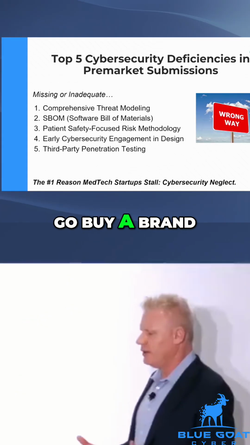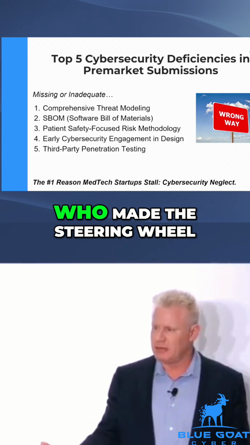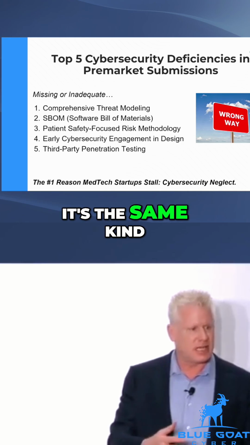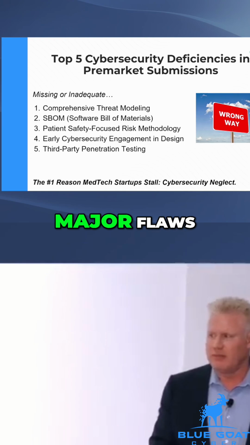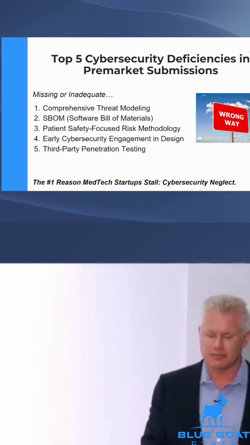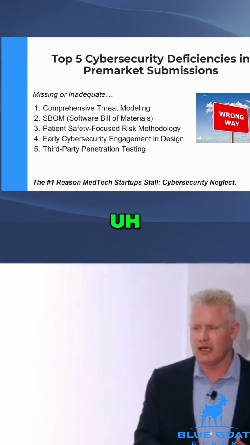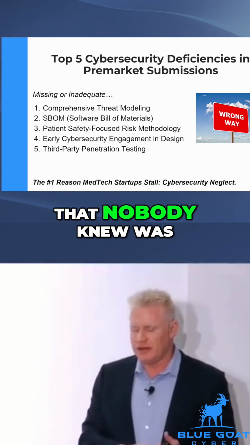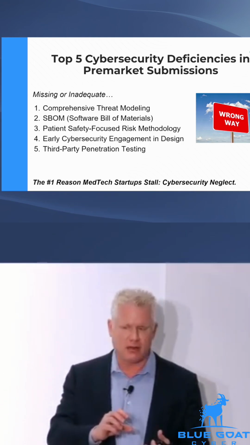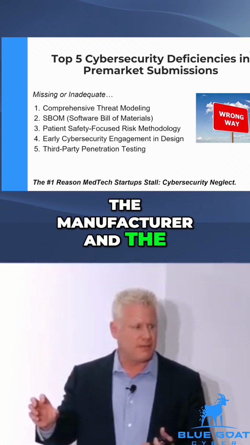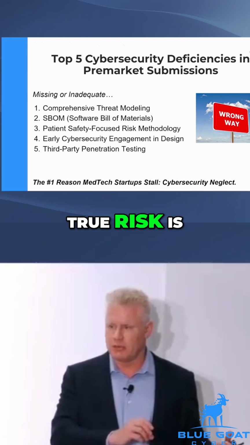It's like if you go buy a brand new car, you have a right to know who made the brakes for that car, who made the steering wheel, who makes the transmission. It's the same kind of concept. And this also allows us to track vulnerabilities, because there's been a lot of major flaws and vulnerabilities in medical devices because a third-party component was breached. Like one of them is the bash shell that nobody knew was in their product. So to solve that problem, that's why we have a software bill of materials. So now the manufacturer and the user of the product know what third-party libraries are in that product and know what the true risk is.